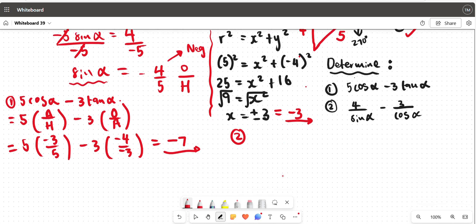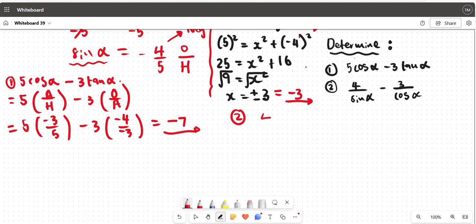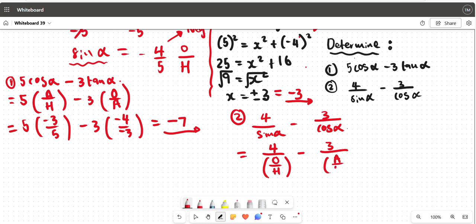So if I scroll a little bit. Number 2 says, what is 4 over sine alpha minus 3 over cos alpha? So again, I need to check my diagram. It's a 4 divided by the ratio of sine, which is O over H, minus the 3 divided by the ratio of cos, which is A over H.